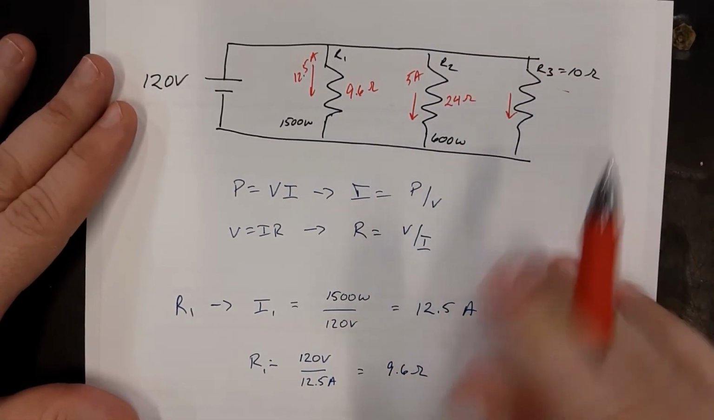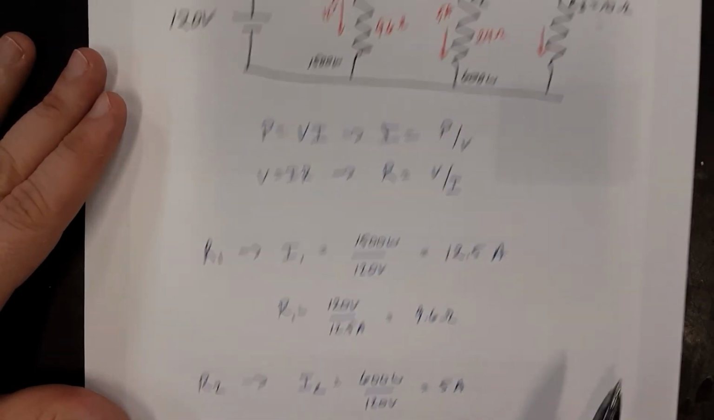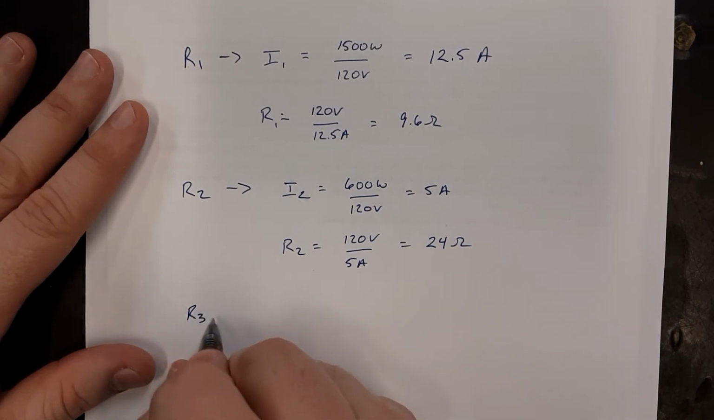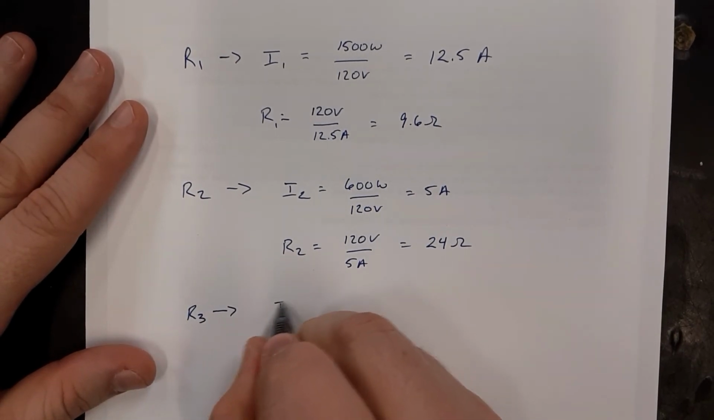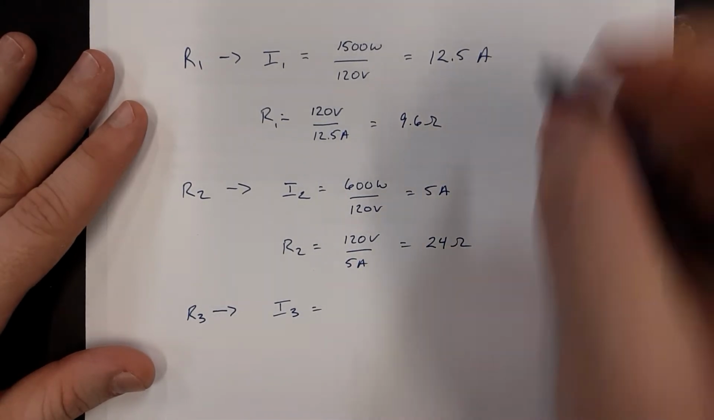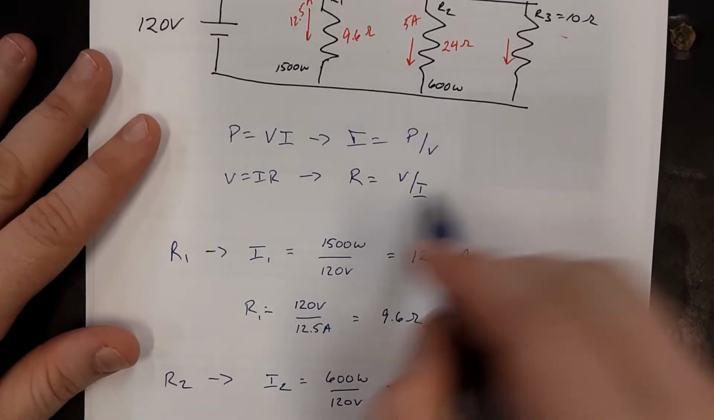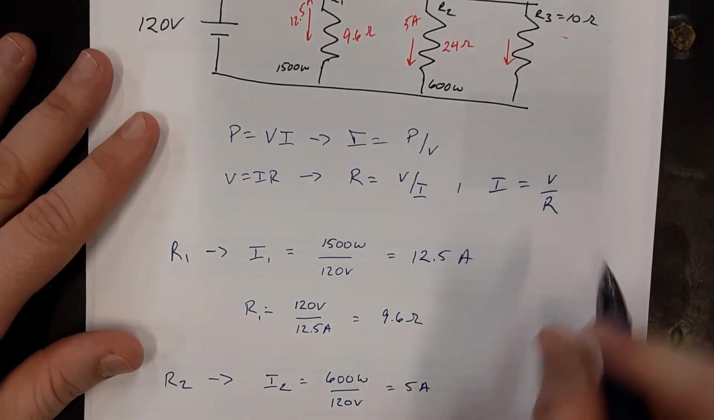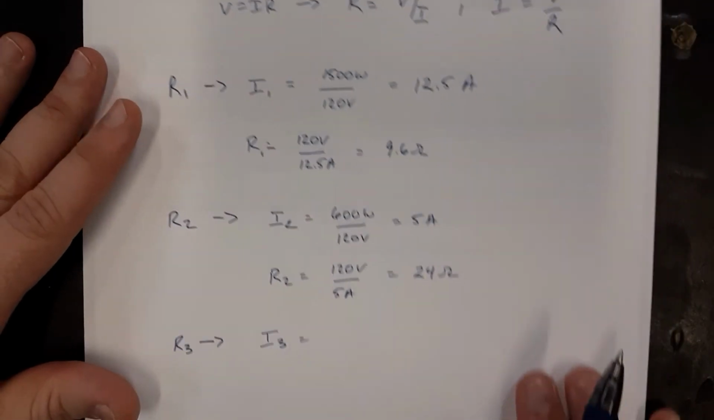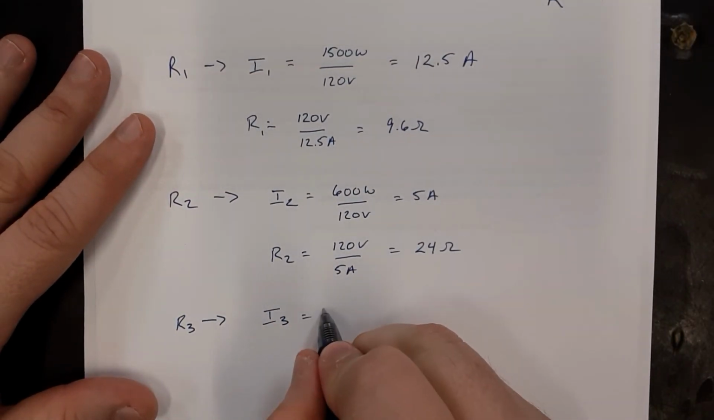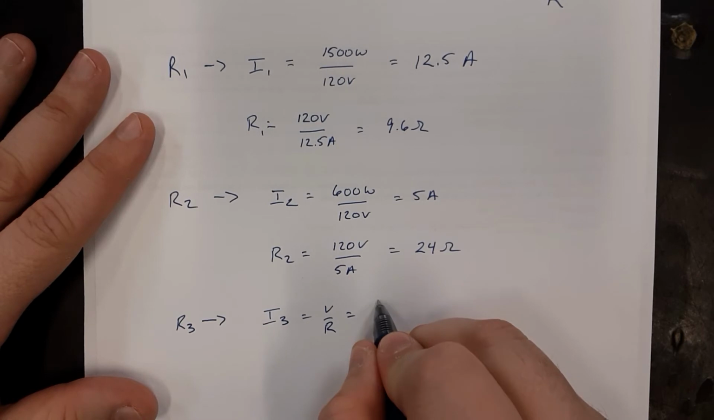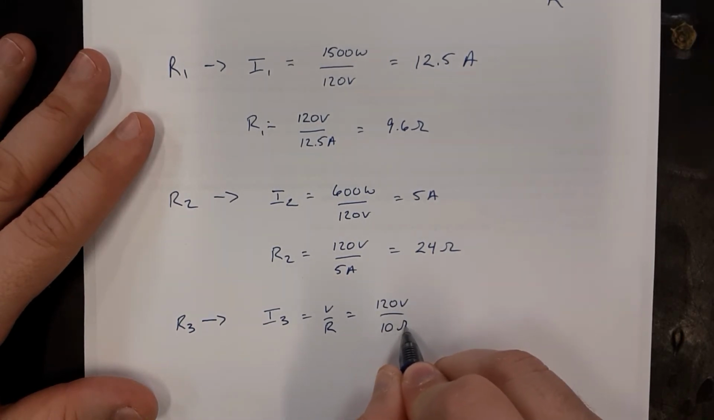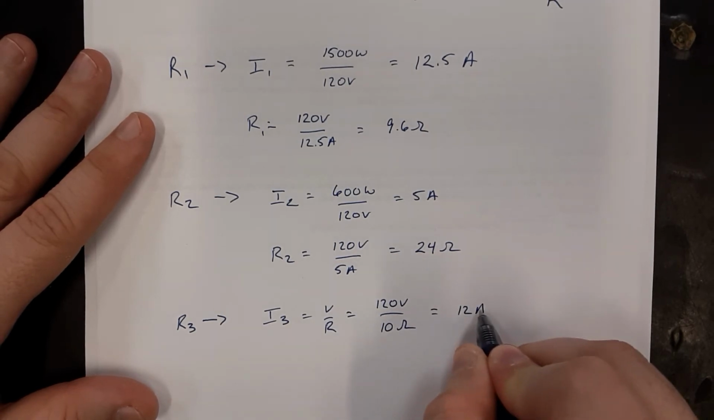Now we have R3 already, so we just need a current. Right. So I'll do R3, and I3 is, right, the other bit from Ohm's law, we have I is V over R. So I want to use that as well. So I is V over R, which is 120 volts over 10 ohms, and that is 12 amps.